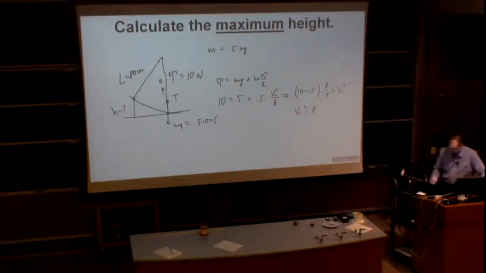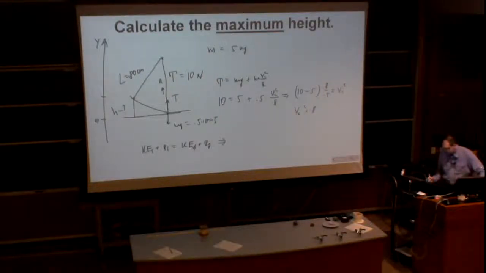Now, of course, we set the zero level at the lowest location. In that case, y initial equals the height we are looking for. So kinetic initial equals zero. Okay. So kinetic initial plus potential initial should be equal to kinetic final plus potential final, which tells us zero plus mgh should be equal to mv squared over 2 plus 0.